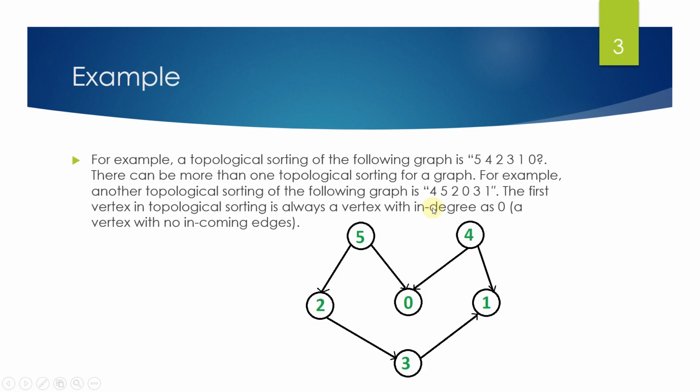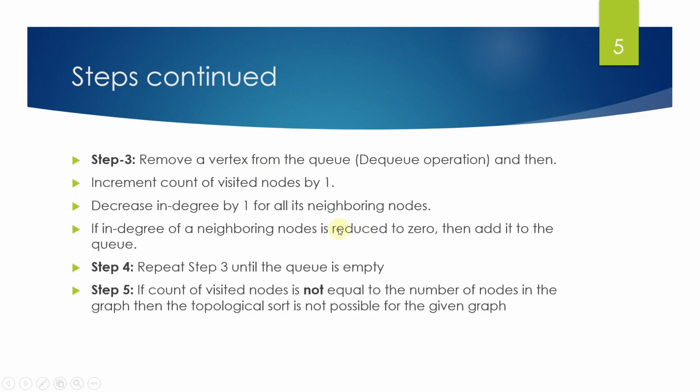So what does it mean? As I've explained initially, if we're going to take 5 that has the in degree of 0, when we remove it, the in degree of 2 will be reduced by 1 and 4 will be reduced by 1, whatever the in degree was before removing 5. Okay. So as soon as we decrease the in degree by 1, if the in degree of the neighboring node is reduced to 0, then we're going to add it to the queue and we're going to do a while loop, that is repeat step 3 while the queue is not empty.